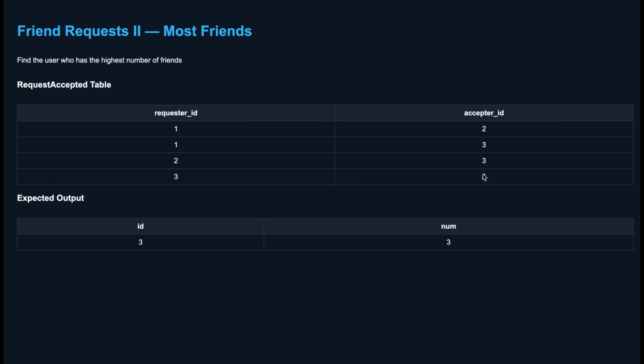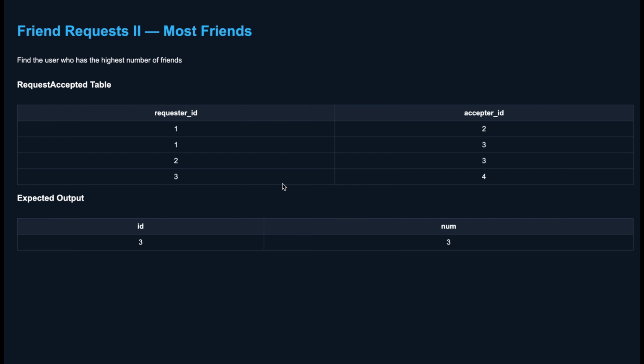Now let's count friends for each user. User 1 is friends with 2 and 3, so total friends are 2 for user 1. User 2 is friends with 1 and 3, so again total friends for user 2 is 2. User 3 is friends with 1, 2 and 4, so total friends are 3, right? And user 4 is only friends with user 3, so total friends is 1.